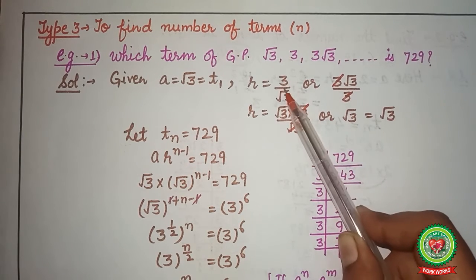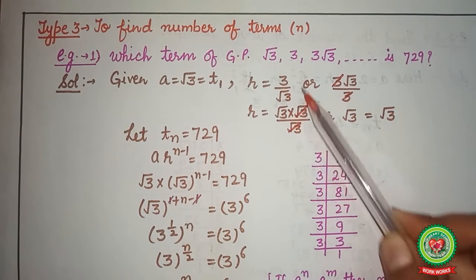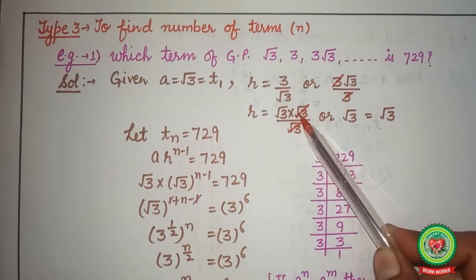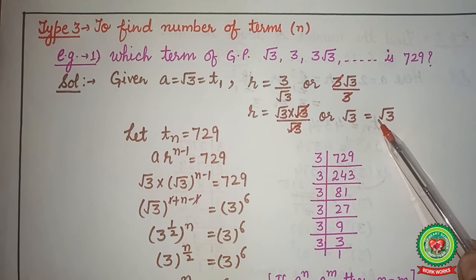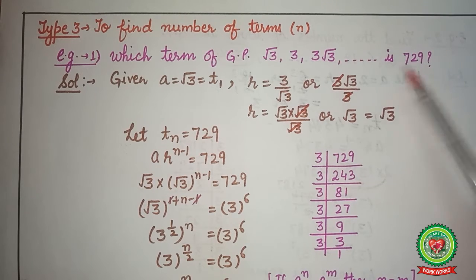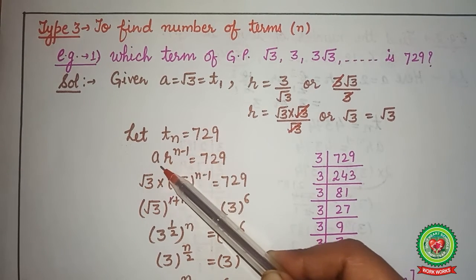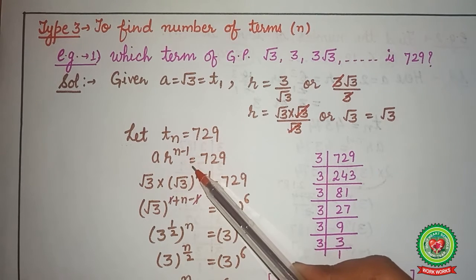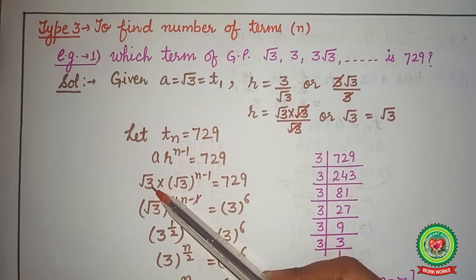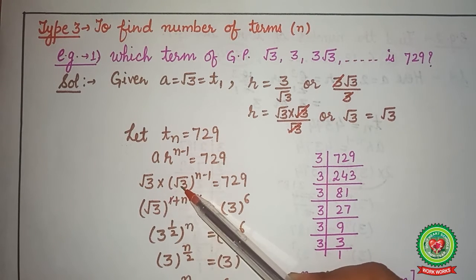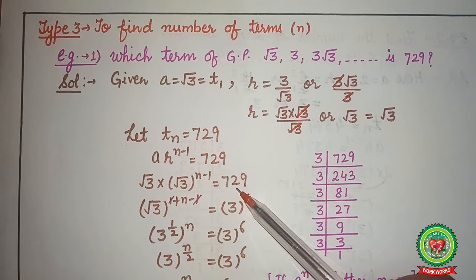In the first case we have root 3 in the denominator, so we can rationalize, or we can write 3 as root 3 multiplied by root 3. Here it will cut, so the value of r is root 3. Now let Tn be 729. Apply the general term formula: a multiplied by r raised to power n minus 1 is equal to 729. Put the values of a and r: root 3 multiplied by root 3 raised to power n minus 1 is equal to 729.